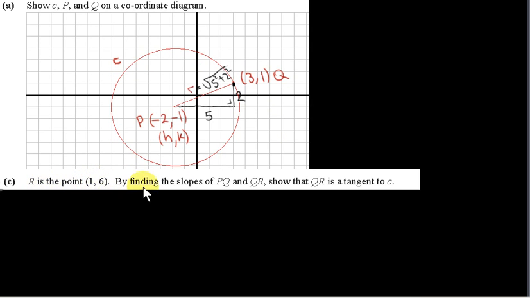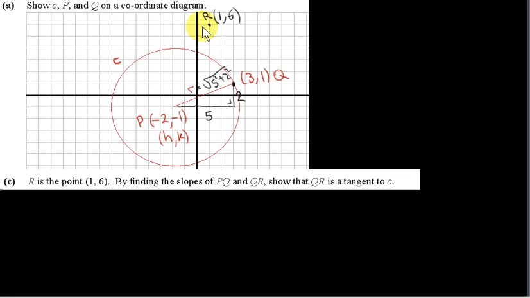R is the point 1, 6. By finding the slopes of PQ and QR, show that QR is a tangent to C. Let's look at the point 1, 6 on this diagram. Go out 1 on the x-axis, up 6 on the y-axis. So here is point R.